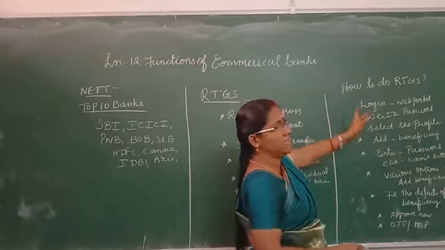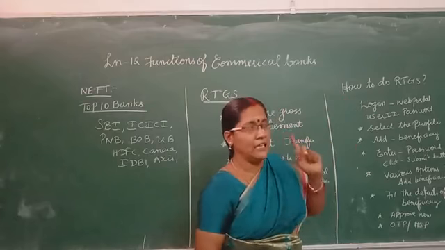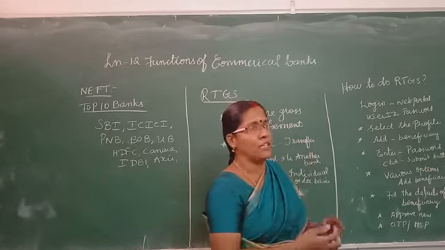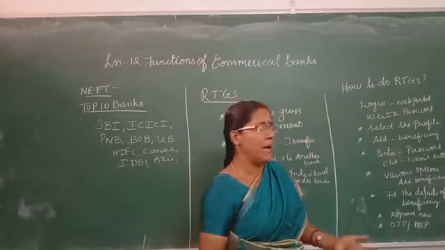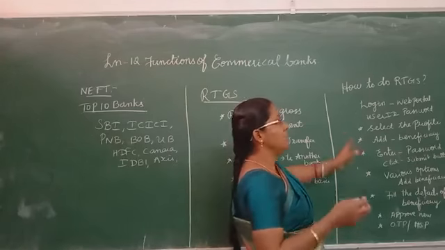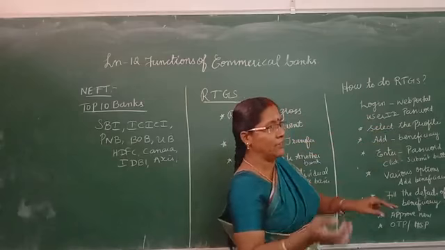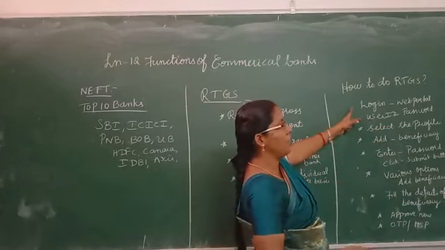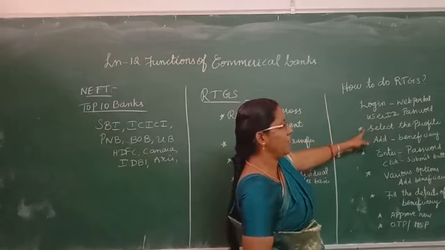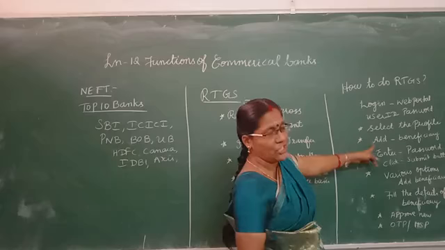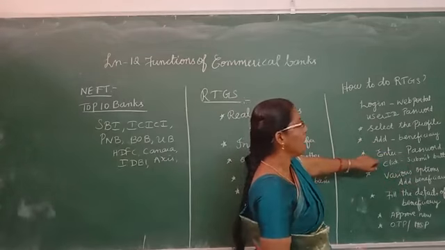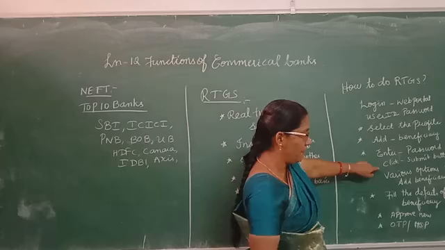How to do the RTGS? As I have already told you, we need internet banking facilities. For that, all the formalities will be done by the bank. We must visit the bank and ask them for net banking. Then we connect our net banking with our account and log in to the web portal using the username and password. You have to select the profile, add the beneficiary, that is, the person to whom we are going to send the amount, then enter the password and click the submit button.